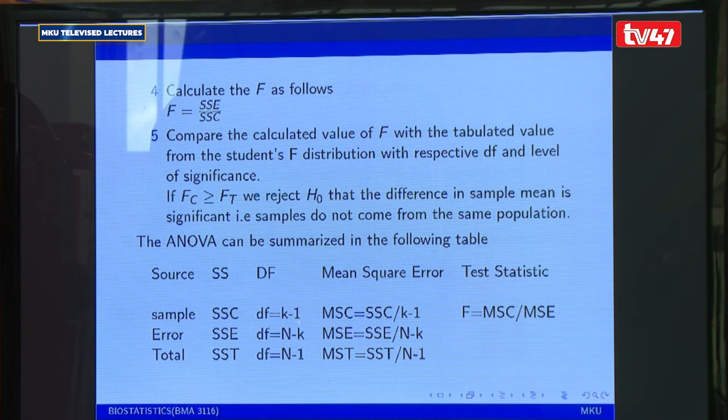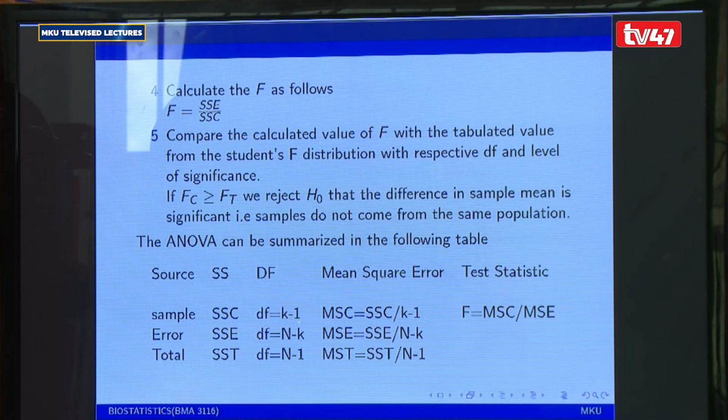Now in step number 5, you compare the calculated value of F with the tabulated value from the student's F distribution with the respective degrees of freedom and the level of significance. Of course, every test must have an associated level of significance. So we reject H naught if the calculated value of F is greater than or equal to the tabulated value in the student's F distribution.